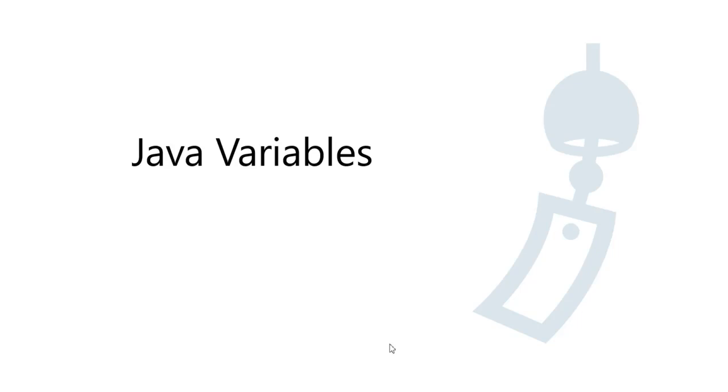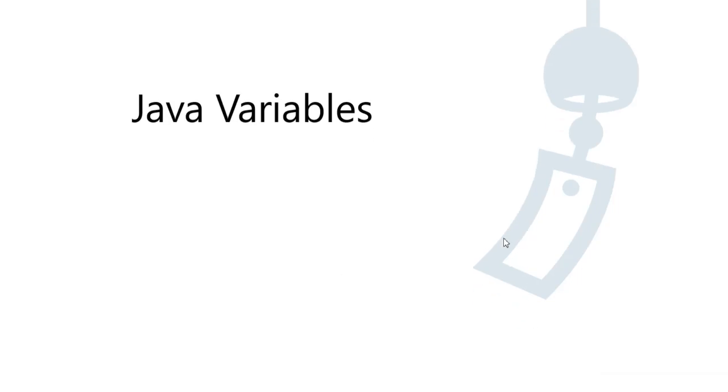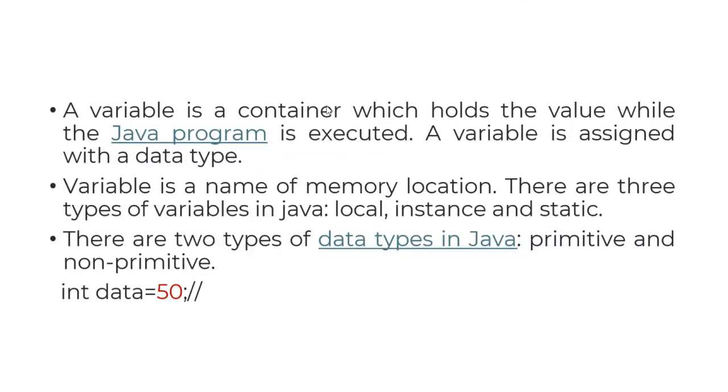Everyone. So today we are going to see what Java variables are. A variable is a container which holds a value while the Java program is executed. As you can see here, we have a variable named data and it's holding a value 50. Here the data is also assigned a data type. The data type here is int.